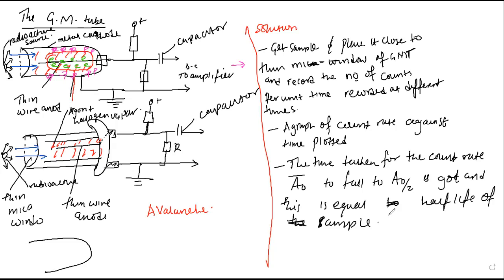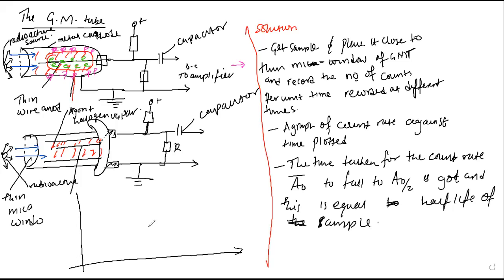The other special bit about this tube, it has a graph which explains what happens. So its graph looks like this. Graph of count rate against applied PD.